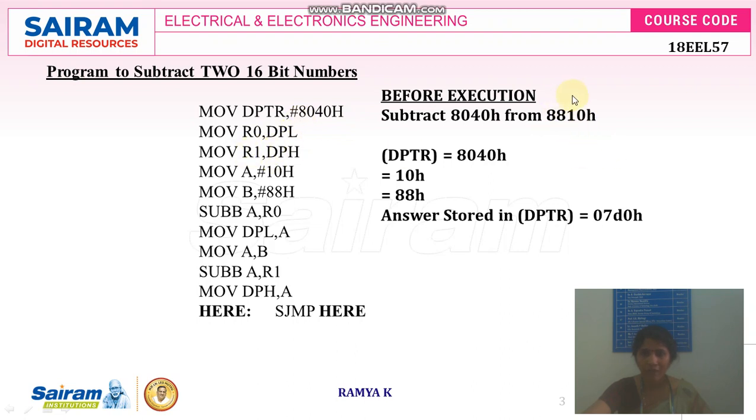Now the second data, 8810: the LSB is stored in the A register and the MSB is stored in your B register. So we move the content 10 to A and 88 to B. Then you need to subtract 10 with 40, which means the content of the accumulator needs to be subtracted with DPL. So we write the instruction SUBB A, R0. The syntax for this instruction is that the content of the accumulator is subtracted with the content of R0, and the result of execution is again stored as the content of the accumulator.